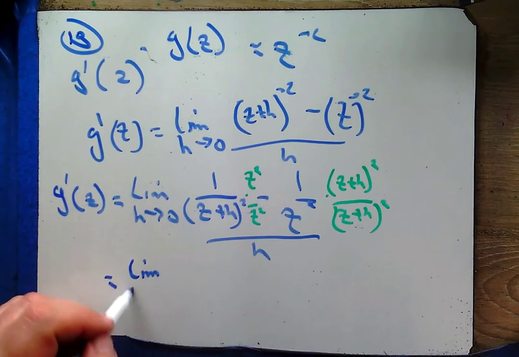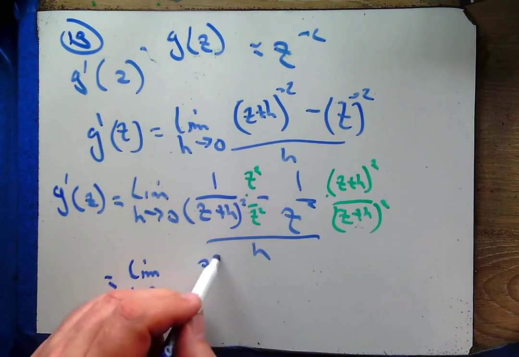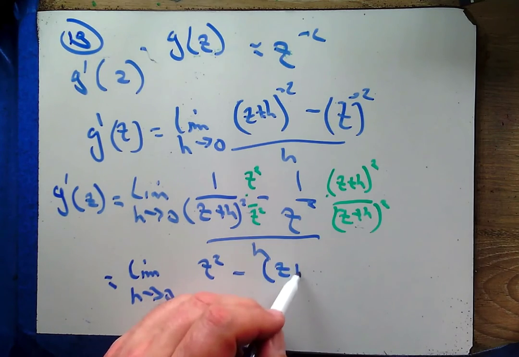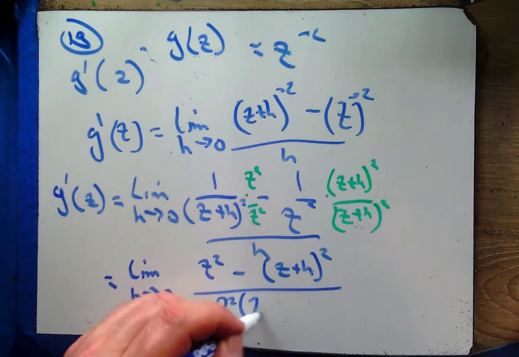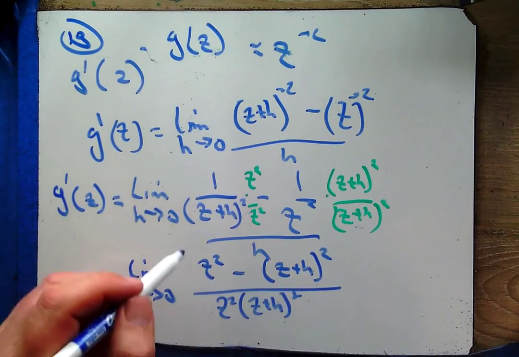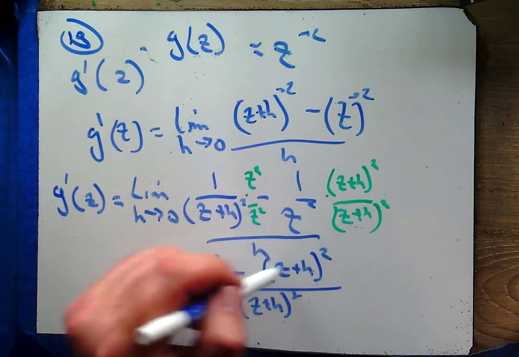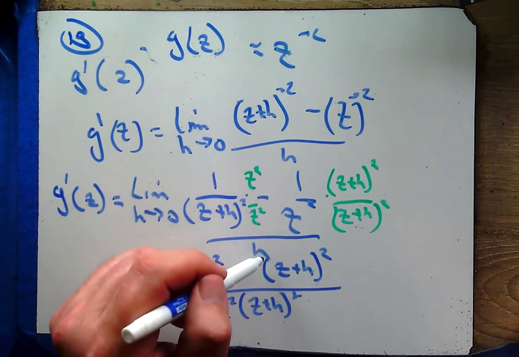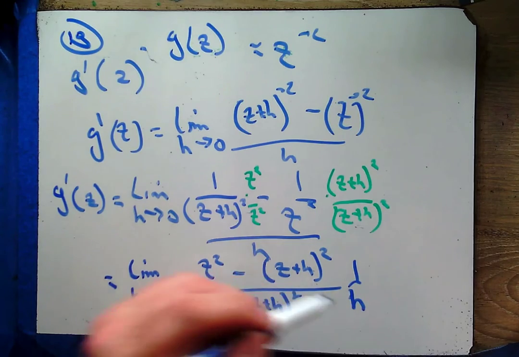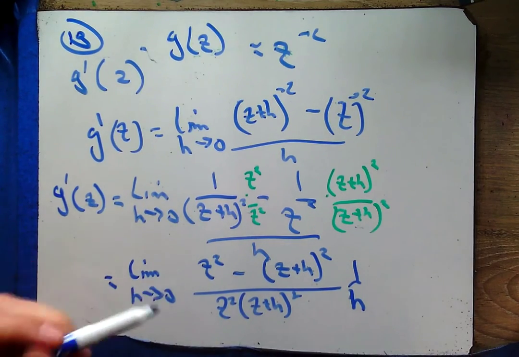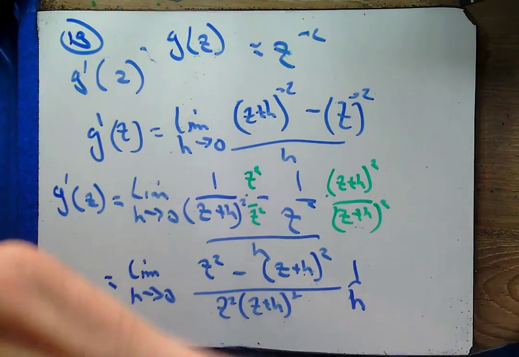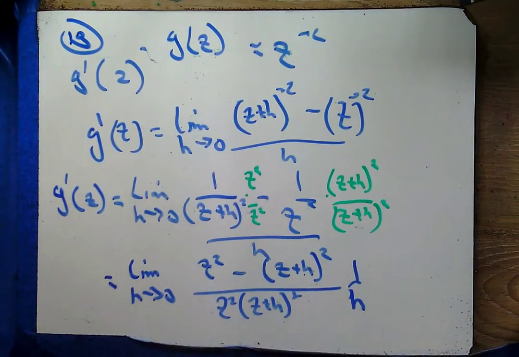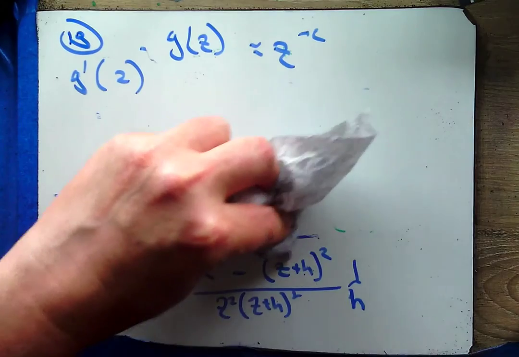So what's my limit look like now? Well, still the limit as h approaches 0 of z squared minus z plus h squared over z squared times z plus h squared. And remember how this is all divided by h, so I flip and multiply and have 1 over h here. Okay, if I plug in 0 now, I have z squared minus z squared on top, and I have a 0 on the bottom. So, yeah, no, that's not going to be good. I need to take this further. So, I think we're going to have to do some foiling.